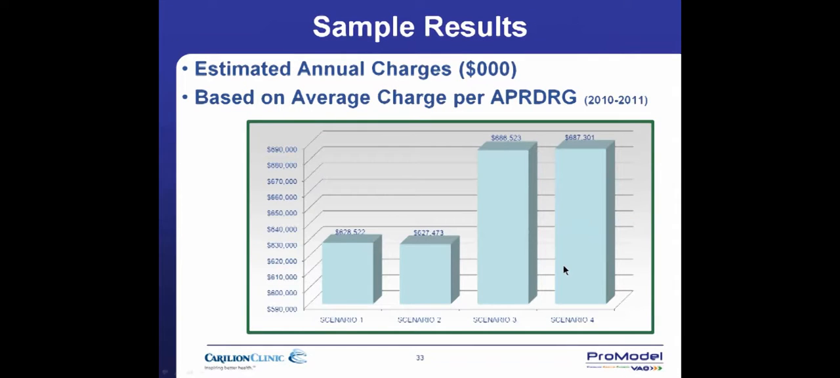Now, here's an interesting results slide. This demonstrates the results of a sample scenario in which the built-in feature of revenue generator is experimented with. We wanted to look at how estimated gross charges might be affected. So to build this function, we used the 2-year database. We studied charges per APR DRG. Then we used lots of probability distributions to assign the APR DRG to each patient based on service line, and thus capture a charge for each patient.